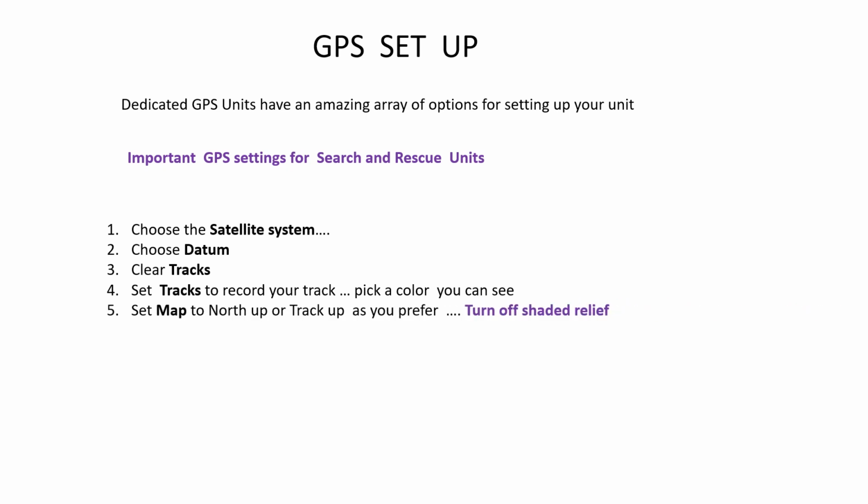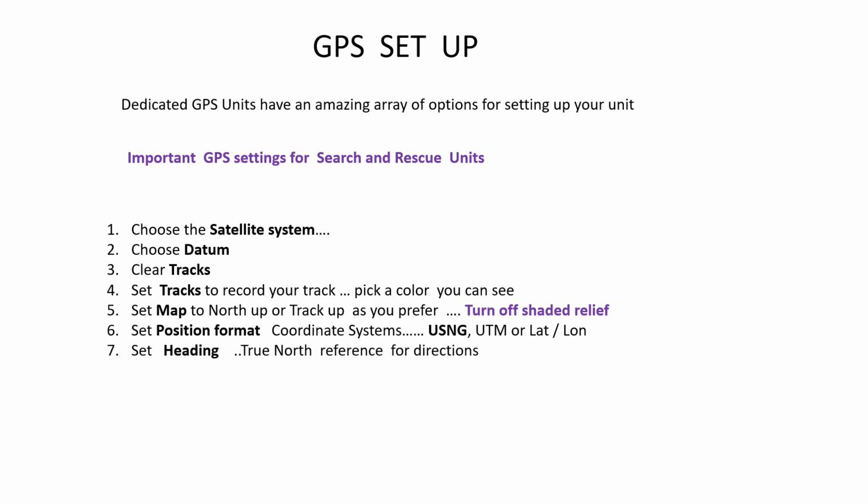Set the map to north up or track up as you prefer. Turn off the shaded relief. Set the position format. Set the heading. Set the units. And set routing to direct.